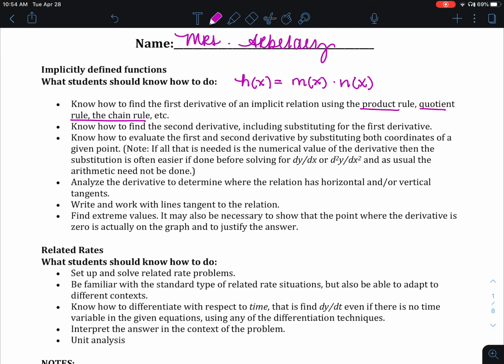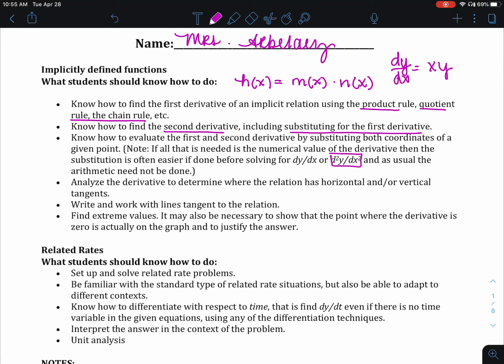Okay, know how to find the second derivative, including substituting in for the first derivative. So if you get this notation and let's say dy dx equals xy, when you derive this to get the second derivative, you've got to remember to plug back in dy and dx. You also got to remember to put dy dx whenever you take the derivative of y.